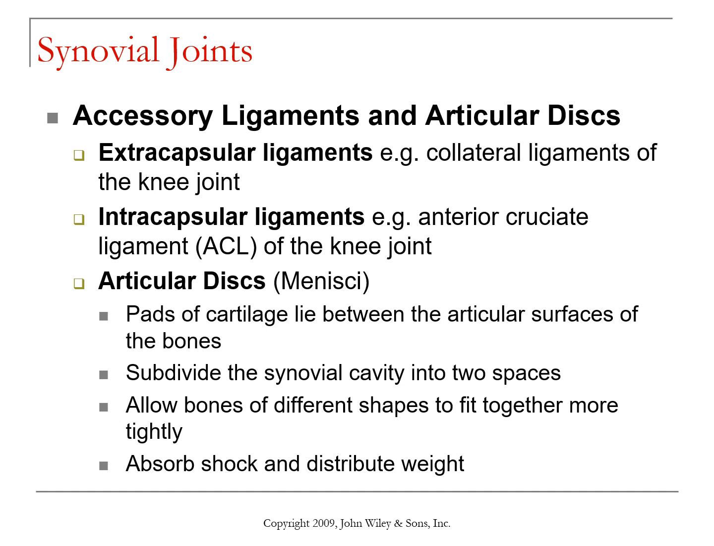Some joints also have articular discs, also known as menisci. One is a meniscus. These are pads of cartilage that lie between the articular surfaces of the bone and help to divide the synovial cavity into two spaces so that each can experience its own separate movement. The menisci also allow bones of different shapes to fit better together at a joint, and these discs help to absorb shock and distribute the weight across a greater contact surface.